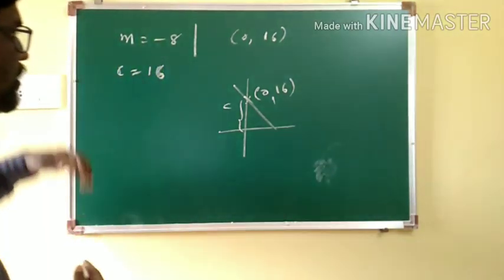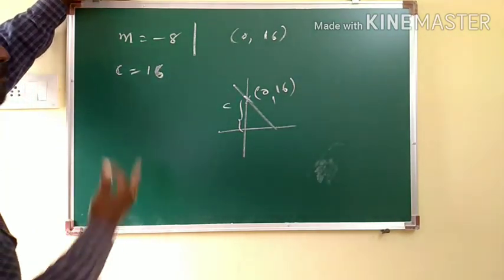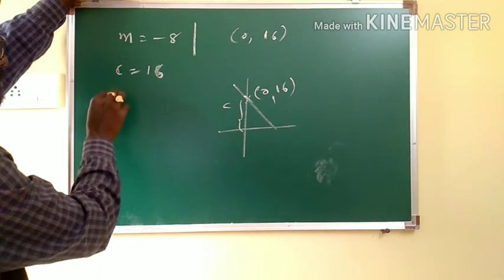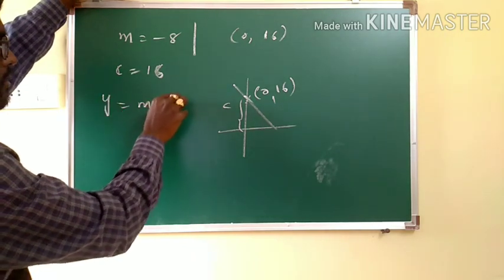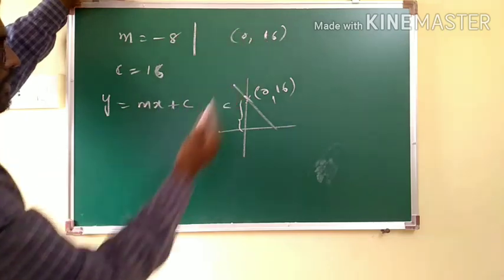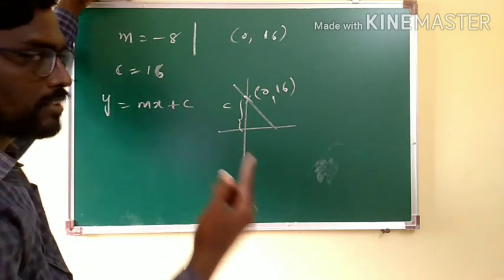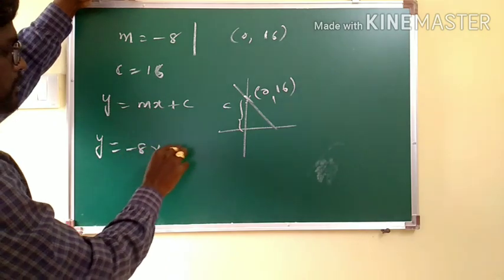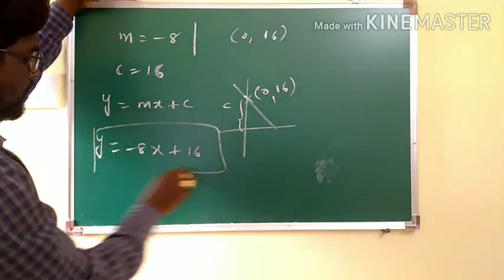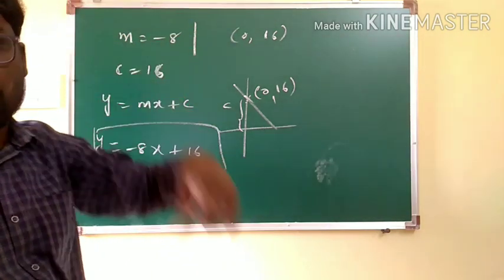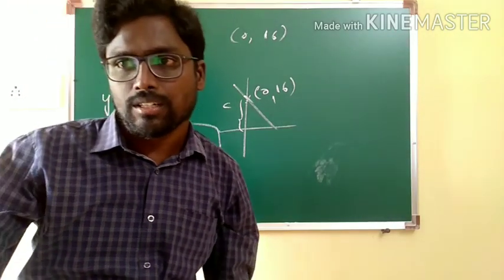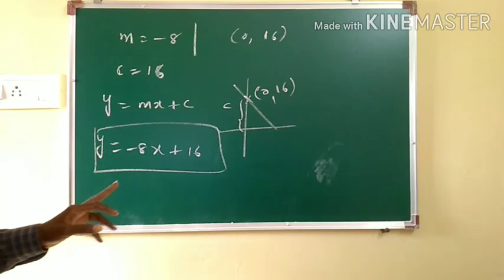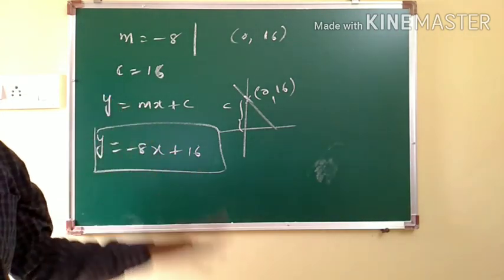Then what is the equation with the slope and intercept form? y is equal to mx plus c is the slope and intercept form, and that intercept is the y-intercept here. So y is equal to -8x plus 16 is the required line equation. Which is the suitable option here? Option y is equal to -8x plus 16.